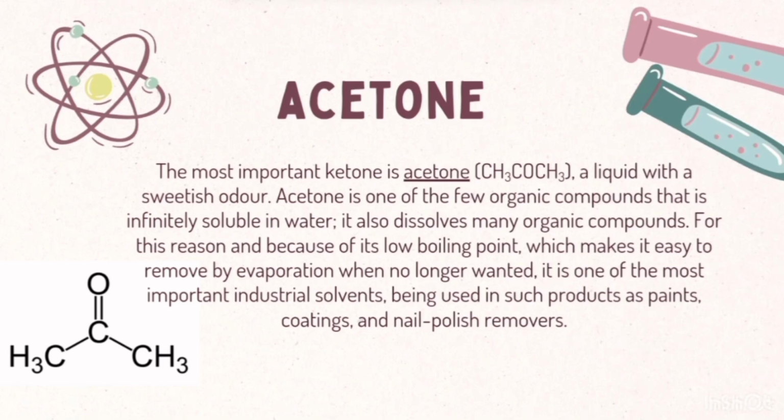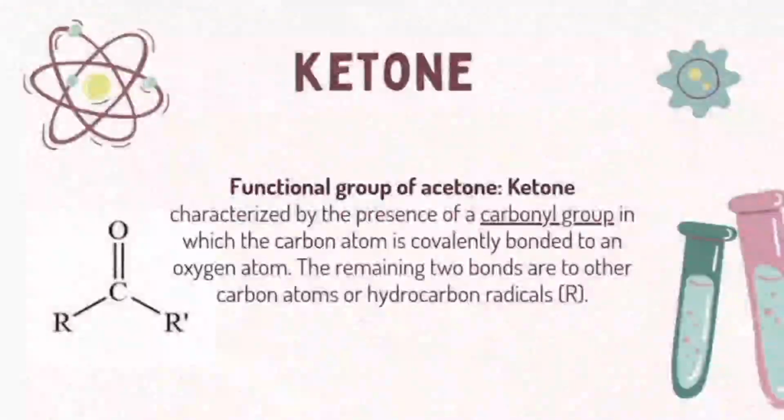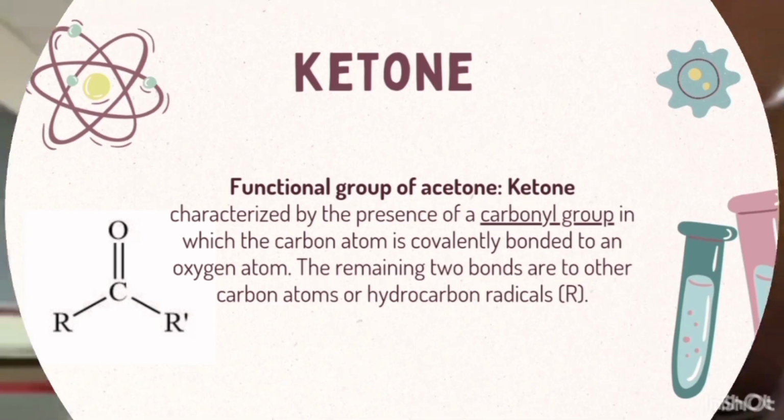For this reason, and because of its low boiling point, which makes it easy to remove by evaporation when no longer wanted, it is one of the most important industrial solvents, being used in such products as paints, coatings, and nail polish removers. Nail polish remover contains acetone, and the functional group of acetone is a ketone, which is characterized by the presence of carbonyl group in which the carbon atom is covalently bonded to an oxygen atom and the remaining two bonds are to other carbon atoms or hydrocarbon radicals.